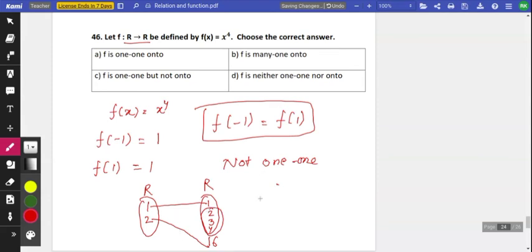So in this case the range is a subset of the codomain. It means the function is not onto. So the function is not 1-1 and not onto, neither 1-1 nor onto. So the correct answer is option D.